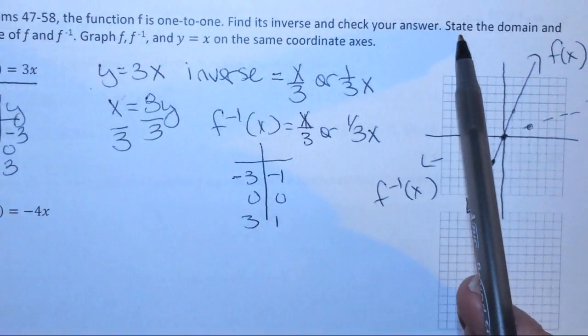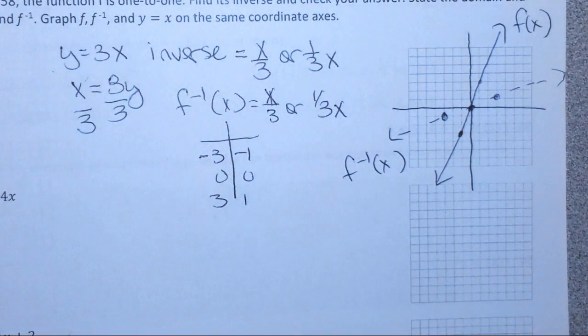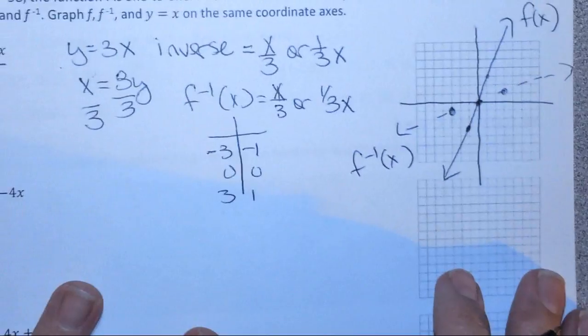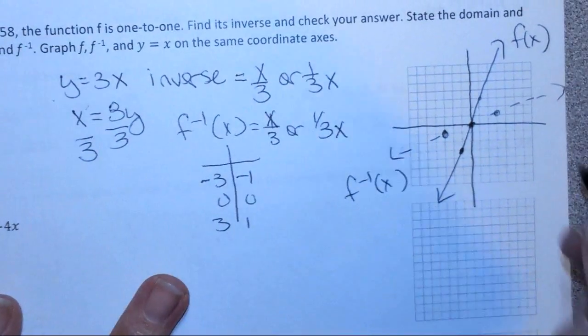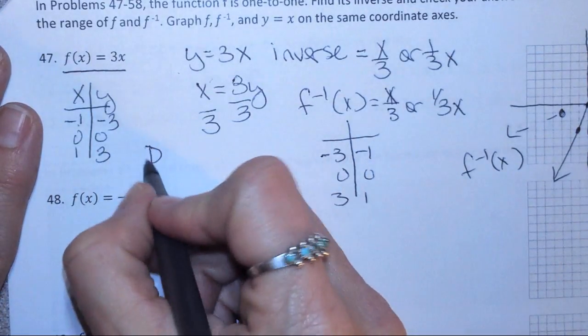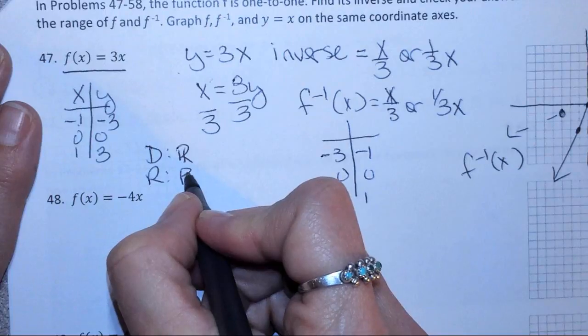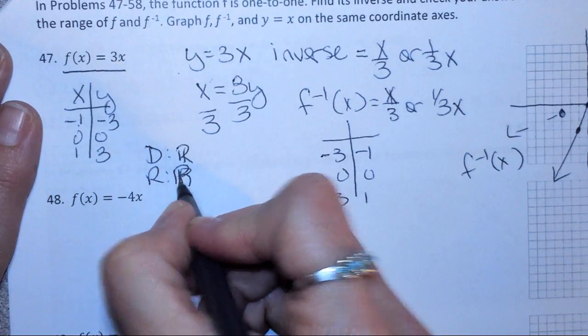It also asks you in the problem to state the domain and range of both functions. These are both linear functions. We never did any division or any square roots. So the domain and range for both of these are all real numbers. So I'm going to write right here, domain, all real numbers, range, all real numbers, for both.